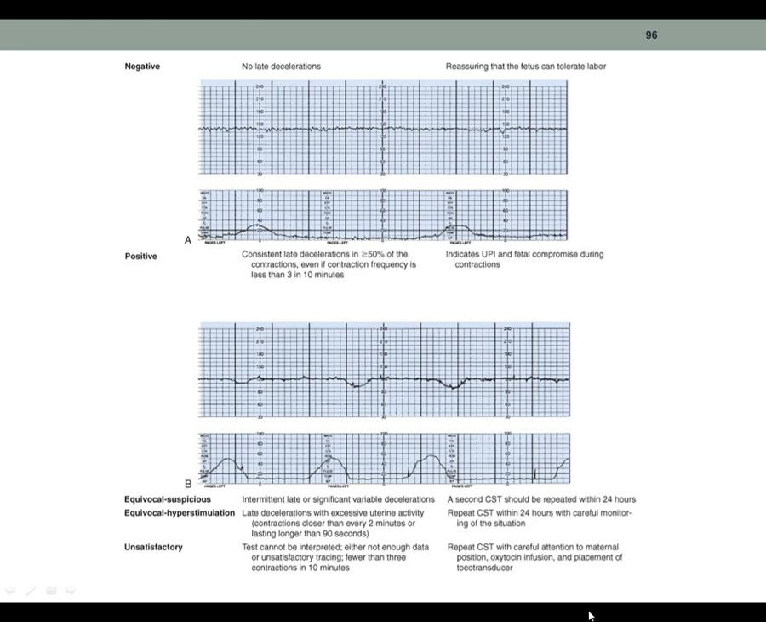And so on B, this shows that we do have decelerations occurring, and they're late decelerations. That gives us an idea about what's going on, and we may have to do some intrauterine resuscitation, such as changing position, or maybe changing the infusion or placement of the TOCO transducer, to try to see if that will help.